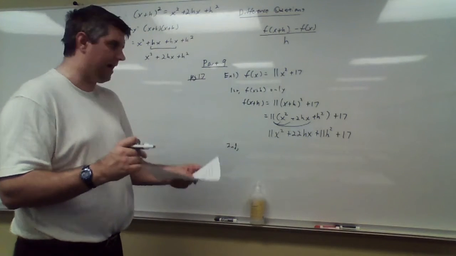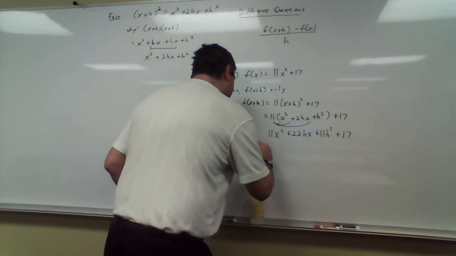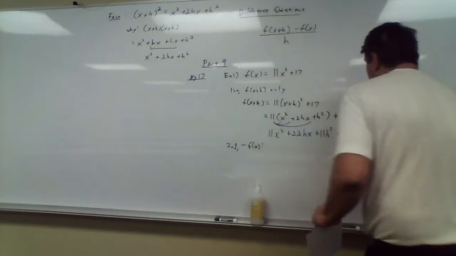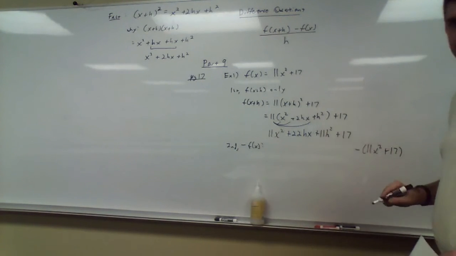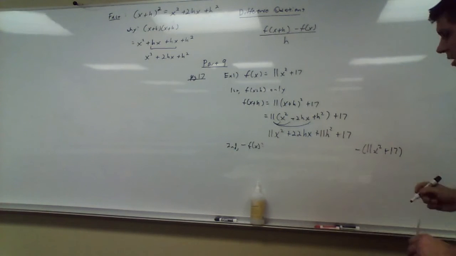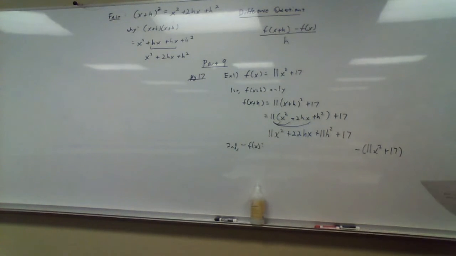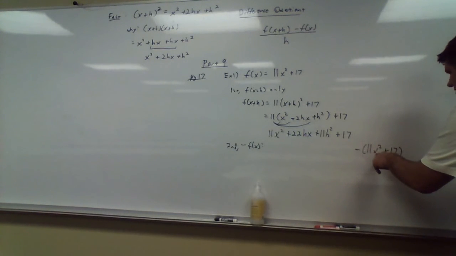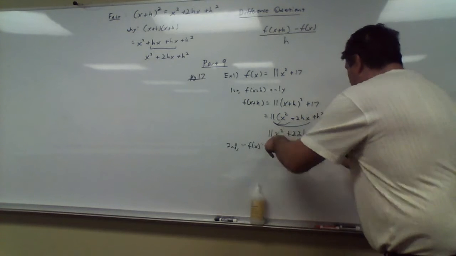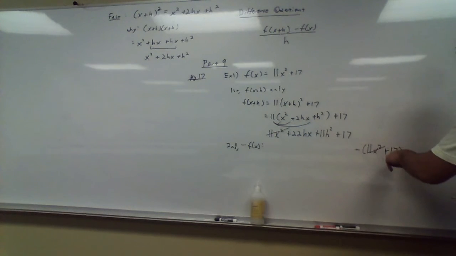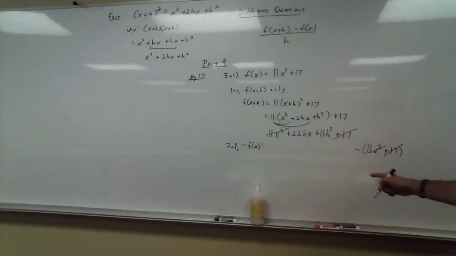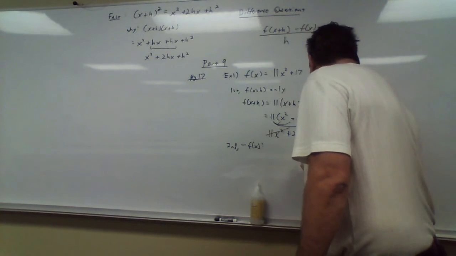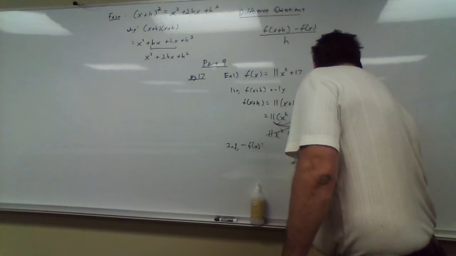Subtract the original f of x. So minus f of x. So I'll be subtracting the original 11x squared plus 17. Now what you will find is that the terms of the original f of x will cancel against their counterparts. 11x squared is being subtracted from another 11x squared, so those will cancel. This 17 is being canceled from another 17. That will cancel. So the only surviving terms will be 22hx plus 11h squared.